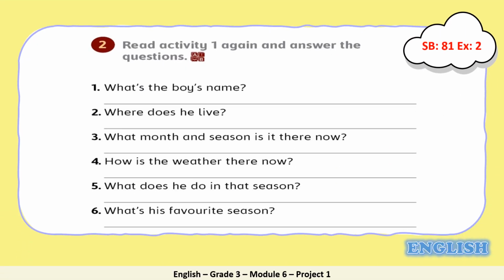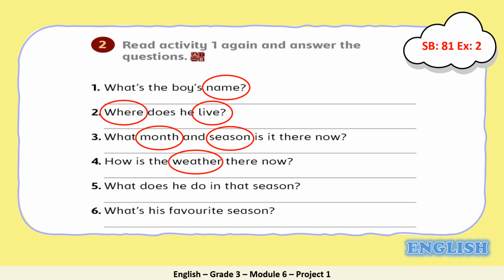Now, I need you to read the text again so you can answer the questions in exercise 2. Let's take a look at them first. Number 1, what's the boy's name? His name, that's very easy. Number 2, where does he live? Number 3, what month and season is it there now? Number 4, how is the weather there now? Number 5, what does he do in that season? Number 6, what's his favorite season?